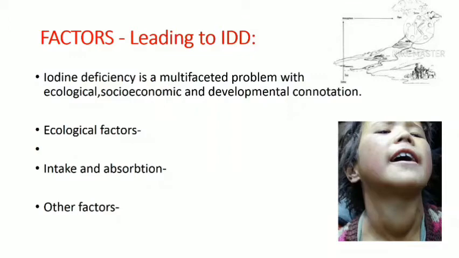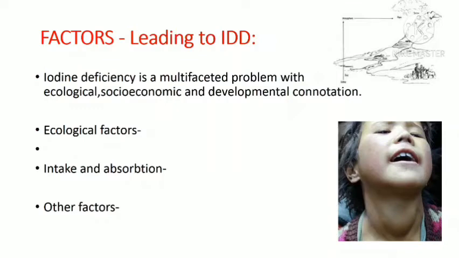Now about the factors leading to iodine deficiency disorder. Iodine deficiency is a multifaceted problem with ecological, socio-economic, and developmental connotations. Among ecological factors, as we are seeing, increasing deforestation, heavy rainfall, and melting of glaciers lead to increased flooding and erosion of topsoil, which washes away the iodine, thereby making the soil, and eventually the crop grown in that soil, deficient in iodine.